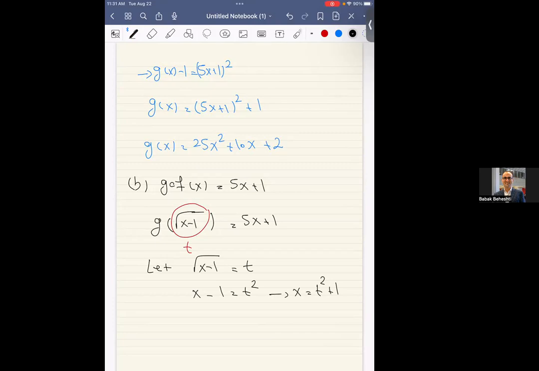So that means g of t is 5 times, remember that here we got x is t squared plus 1. So it's 5 times t squared plus 1 plus 1. So it's 5t squared plus 6. That is g of t. So g of t is 5t squared plus 6.